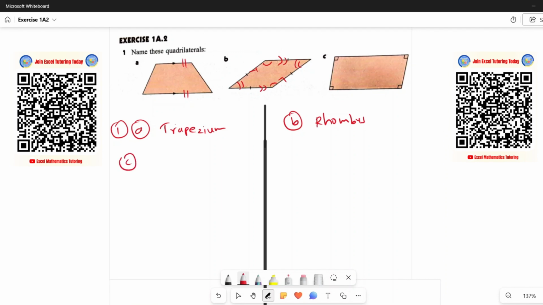Now moving to C. Here my picture looks different, but in the actual text every side is of equal length. If you look at the figure, at each vertex we can see an angle of 90 degrees, and each side is equal. These two sides are equal, these two sides are equal. So we name this a square. A square means every side is of equal length and each angle is 90 degrees.